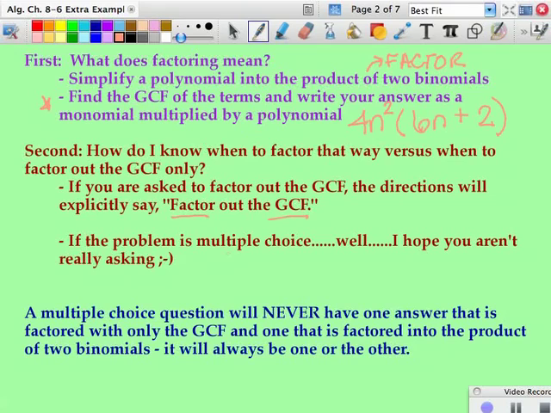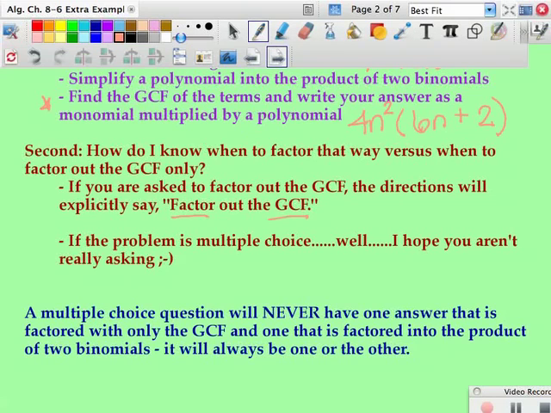All right, now if it's multiple choice, like it says here, well, I hope you aren't really asking, because look at the answers. And another thing that I'm sure would follow that question is, well, what if one of the answers is in two polynomials or two binomials and the other one is just the GCF? No, that won't happen. So it's just one or the other. Okay, so for this lesson particularly, every single thing that we do will be two binomials. Okay, so let's do a few.